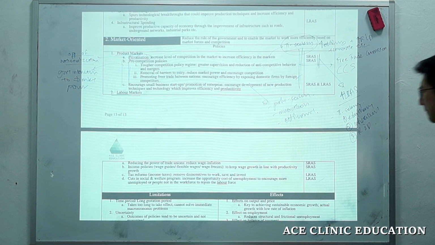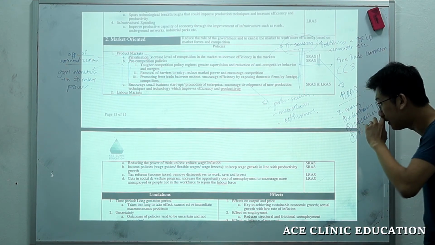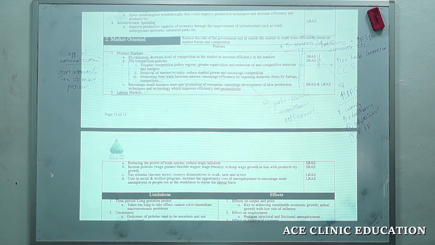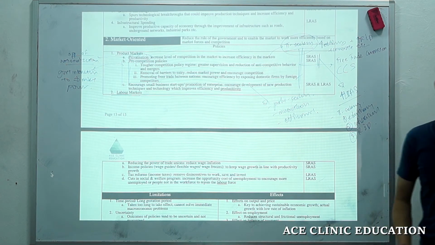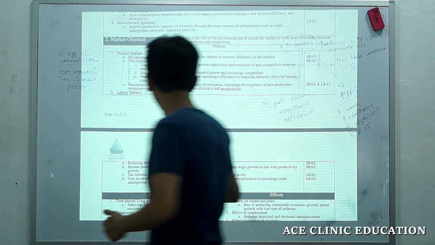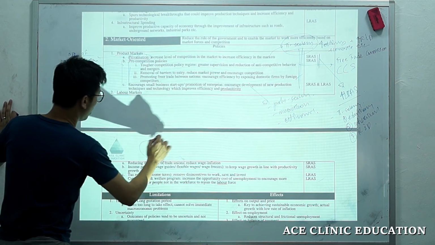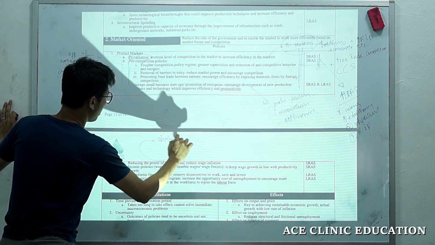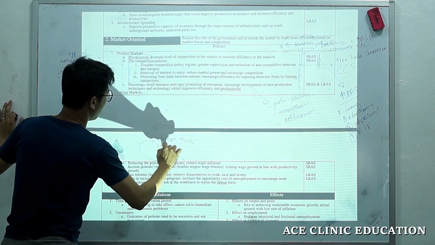And lastly, labor markets. Okay, 4 things, but actually quite easy things to recall. The first one is reducing the power of trade unions. Okay, reducing the power of trade unions. You know what trade unions are? Unions represent workers to negotiate with employers. The problem is that with unions, they can distort the true compensation.